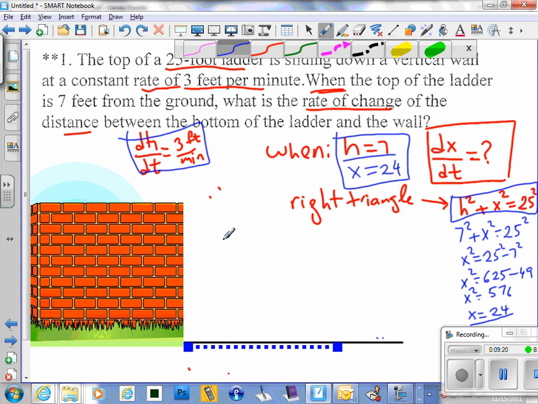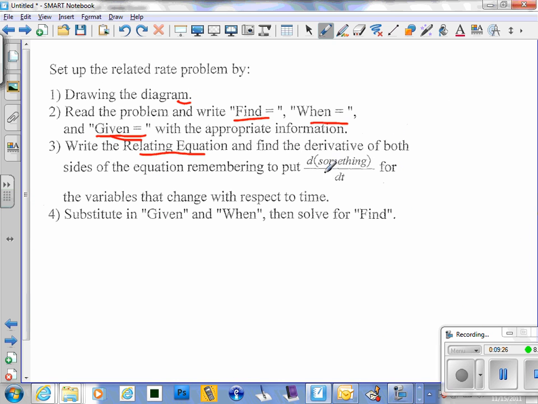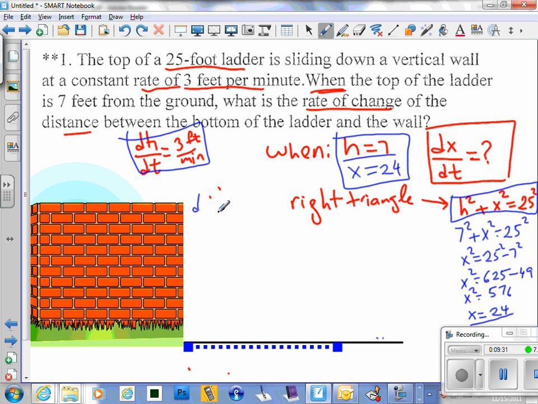Good. Let's take the derivative of what's given. I'm trying to take the derivative of the given relationship over time. So the derivative of this equation, h squared plus x squared equals 25 squared, over dt. Remember, h and x are functions of time, so we can distribute this.